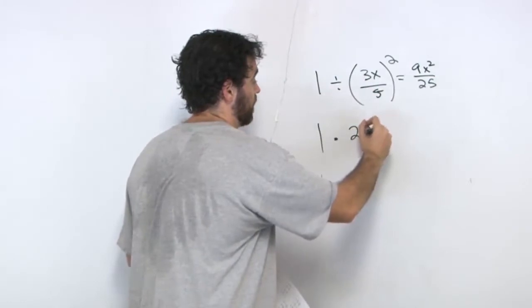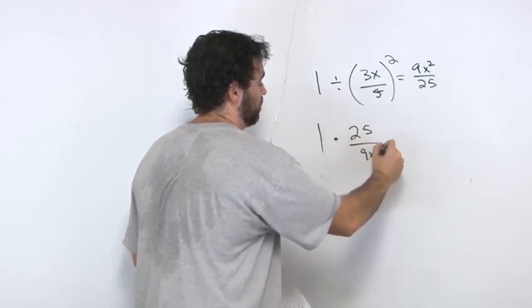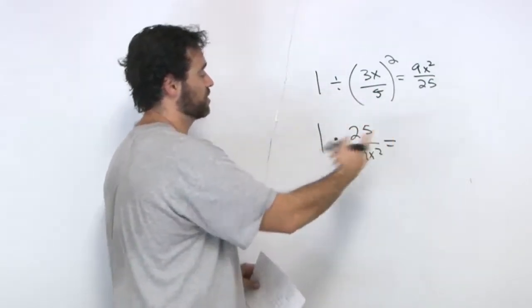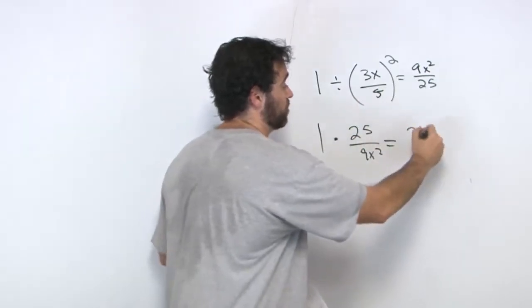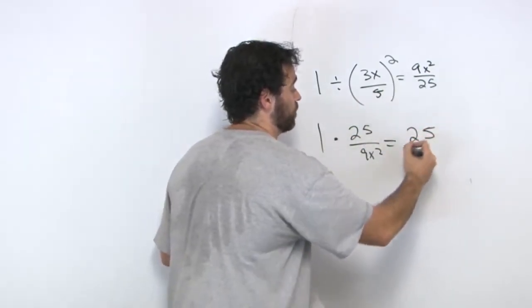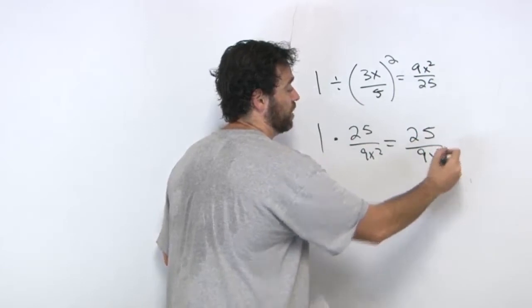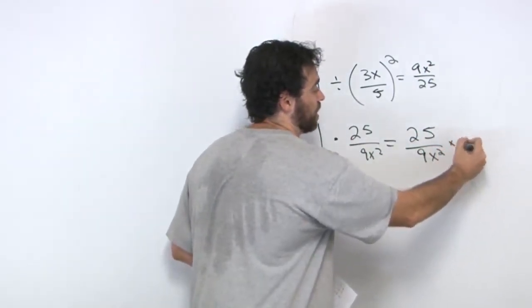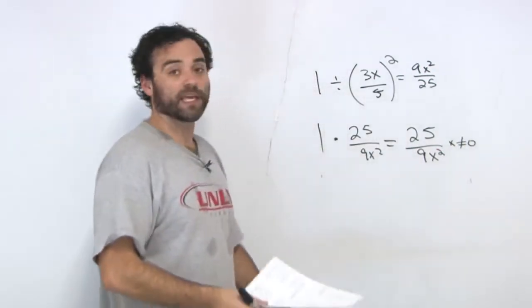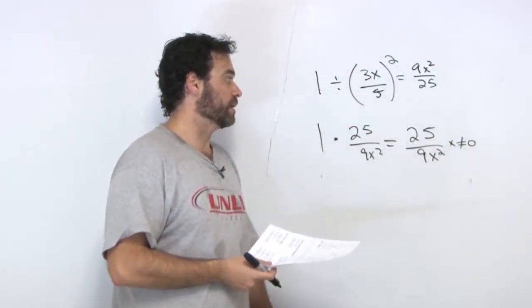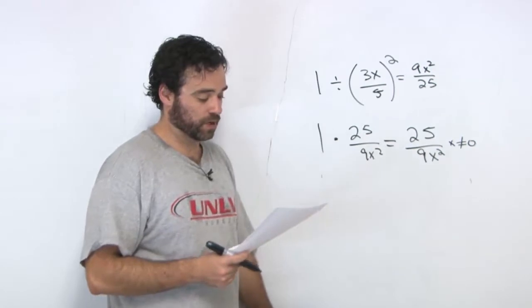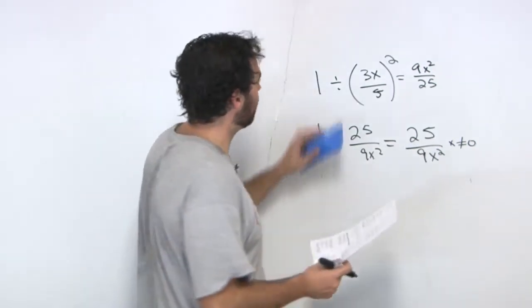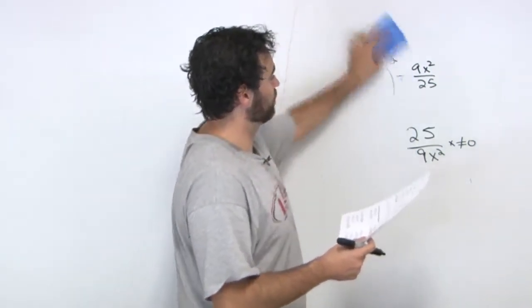We're going to get 25 over 9x squared, which is not that interesting because it's just 1 times 25 over 9x squared, which is 25 over 9x squared. And if you wanted to put a restriction on, you could say x cannot equal 0. Okay? Very good. Not too bad. That's a nice little problem right there. Working our way down the list of problems.